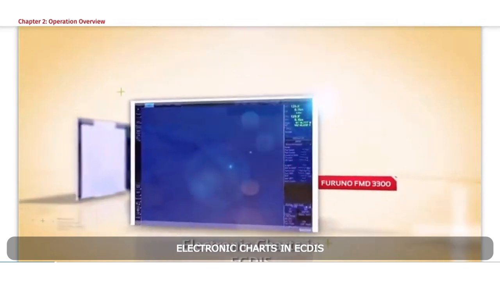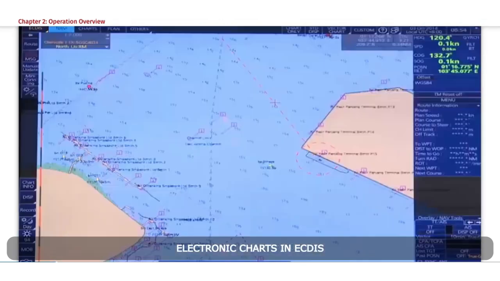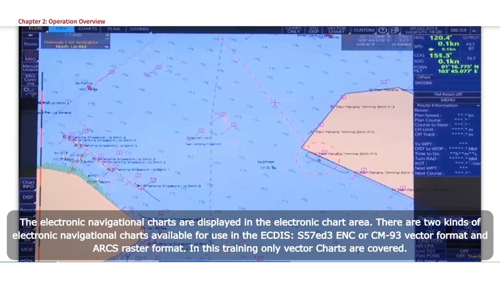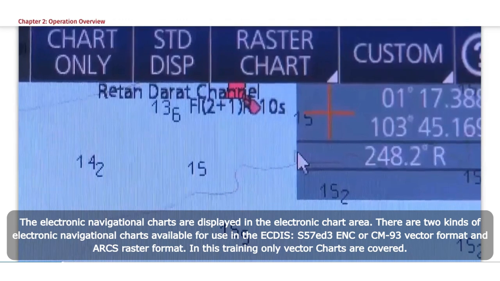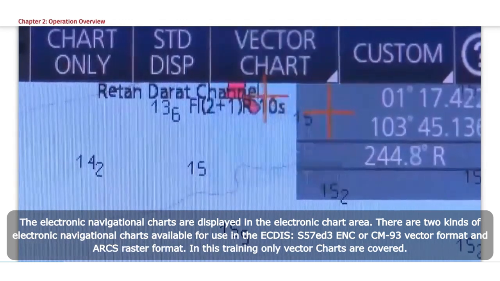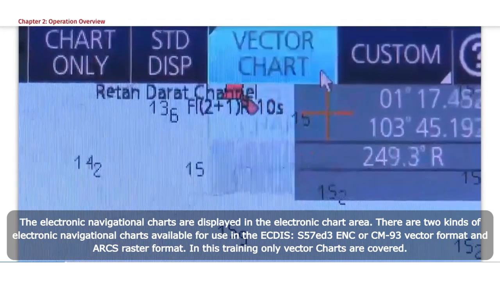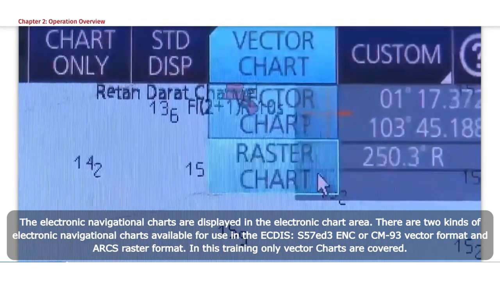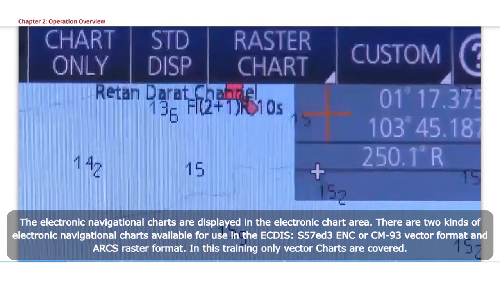Electronic charts in ECDIS. The electronic navigational charts are displayed in the Electronic Chart area. There are two kinds of electronic navigational charts available for use in the ECDIS: S57ED3, ENC or CM93 vector format, and ARCS raster format. In this training, only vector charts are covered.